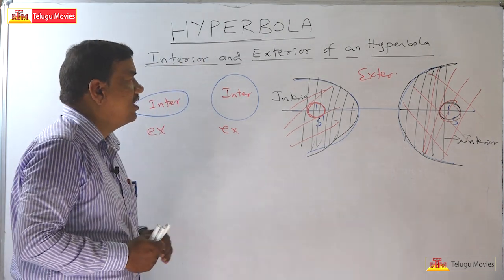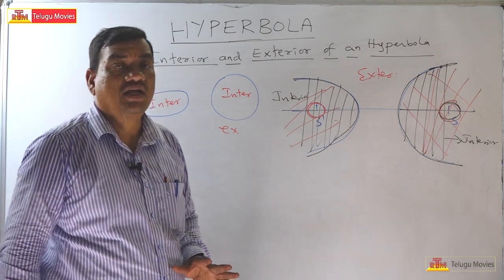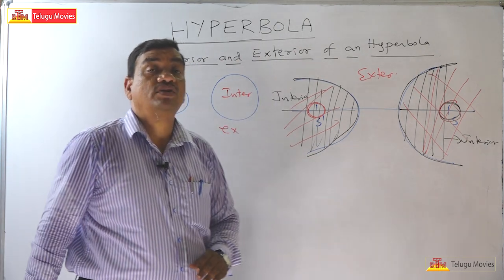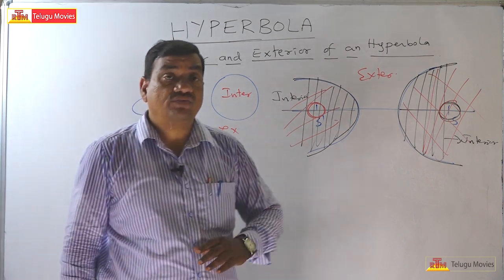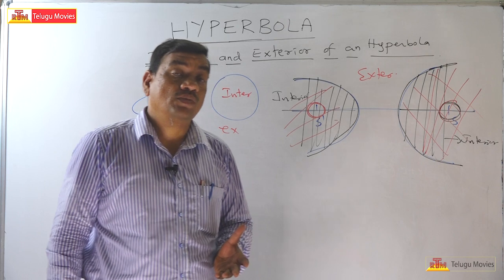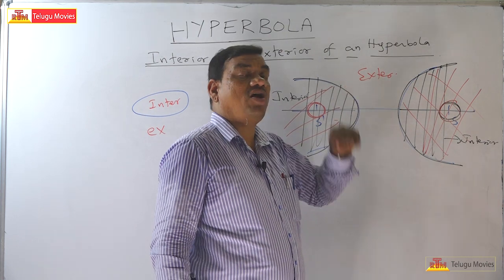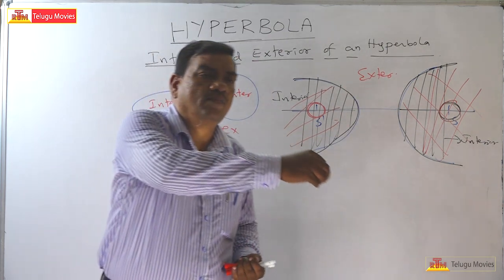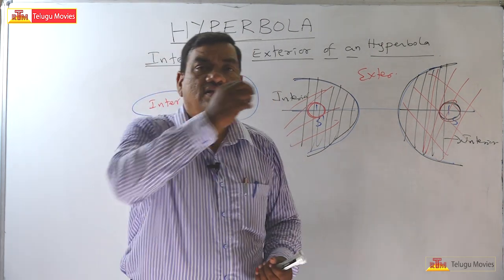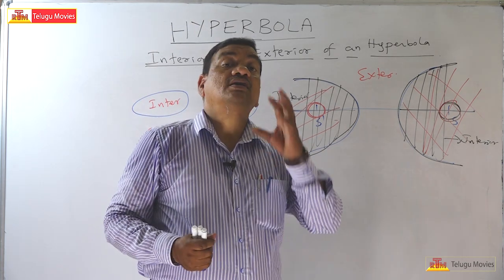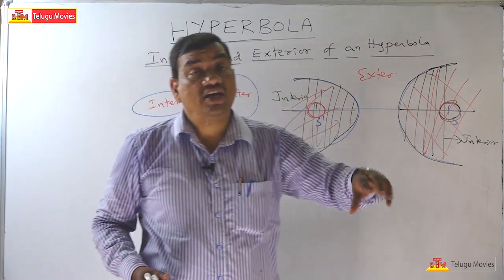Now this is a very nice concept. Given a point P(x1, y1) and the equation of the hyperbola x square by a square minus y square by b square is equal to 1, how do we decide, without tracing the curve, whether the point P belongs to the interior, the exterior, or is on the curve? On the curve we can say that: we substitute the point in the equation, and if the equation is satisfied, the point lies on the curve. But how to decide whether it belongs to the interior or exterior?